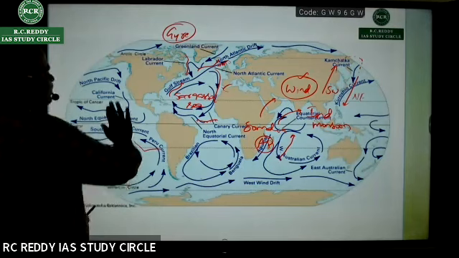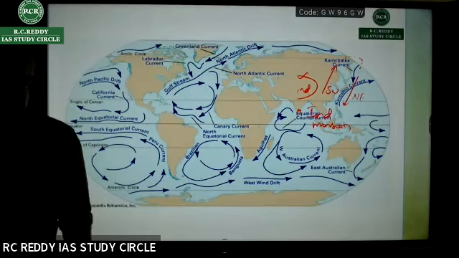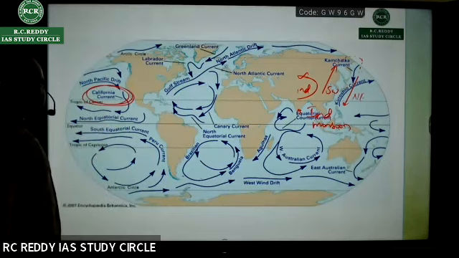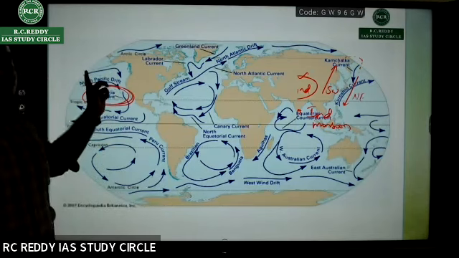Then apart from that, yesterday, do you remember I was discussing the Mojave Desert? When I was discussing the Mojave Desert, I told you about the California current. Was the California current a cold current or a warm current? It's a cold current. California is a cold current. Alaskan current is a warm current, right?